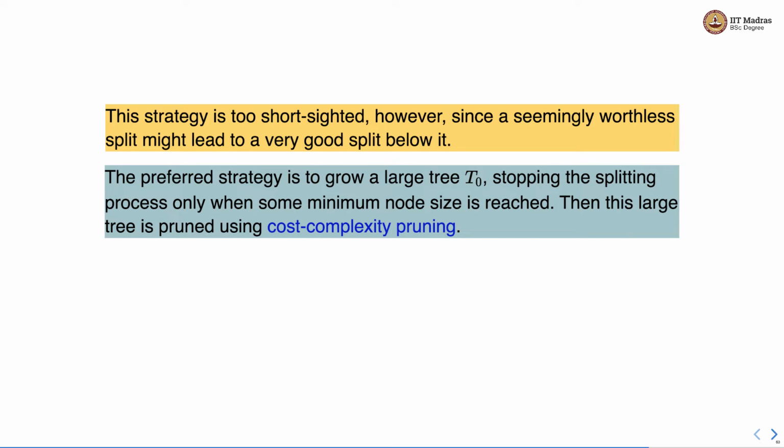The preferred strategy is to grow a tree to a large size and then stop the splitting process only when some minimum node size is reached. Then this large tree is pruned using cost complexity pruning.